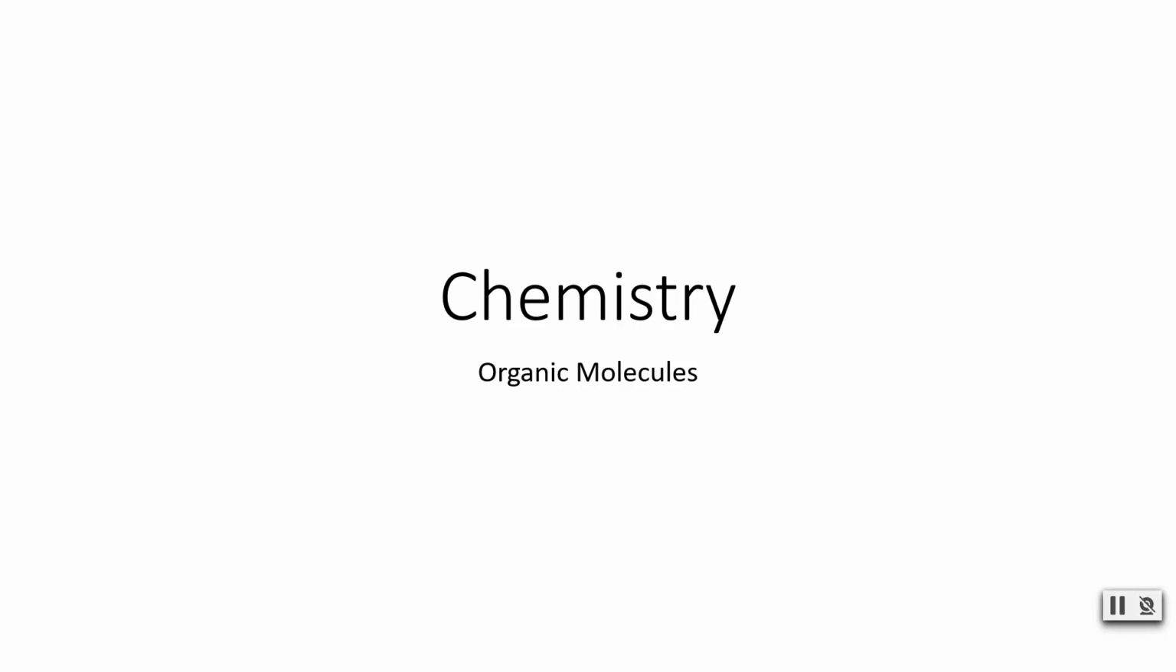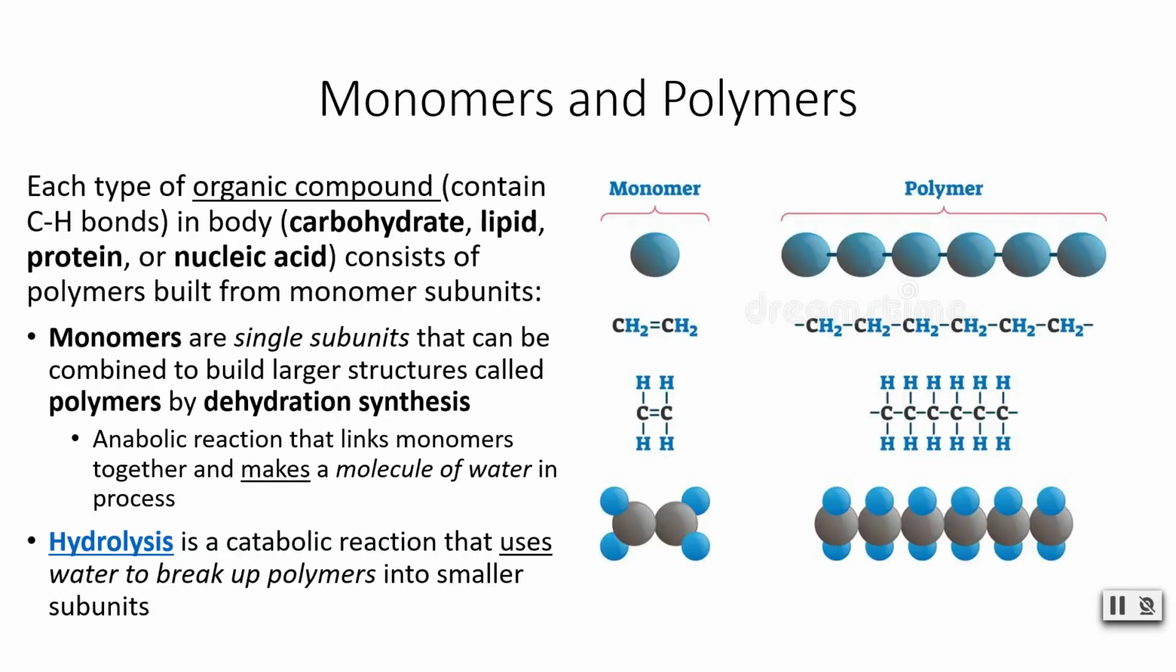In this lecture, we will cover organic molecules. First of all, we need to know the parts of organic molecules. The organic molecules that we're going to discuss are all composed of monomers that are then formed into polymers. So, organic compounds, the compounds we're getting ready to talk about, are carbohydrates, lipids, proteins, and nucleic acids. We refer to them as organic compounds because they contain carbon-hydrogen bonds, at least one.